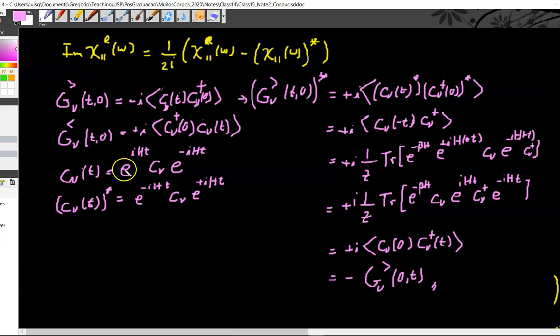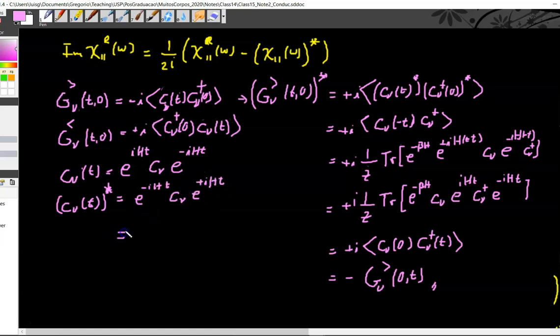There's this e^{iHt} C_μ e^{-iHt}. So these are all definitions. Now I want you to notice this. If I take the conjugate, not the dagger, of C_μ at t, what do I get? The only thing I have to do is change i to minus i. So I change i to minus i here, etc.